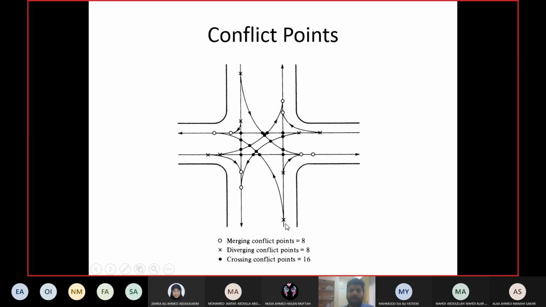Diverging is the opposite of merging. A vehicle from your lane is going in a different direction now. So you see the crosses in this sketch are diverging. These guys are coming here, and then one of them decided to go left and the other one is going straight. So this is diverging. A driver from this lane decided to go left and the other one is still going straight. Most of the left turns are diverging, even maybe U-turns as well.